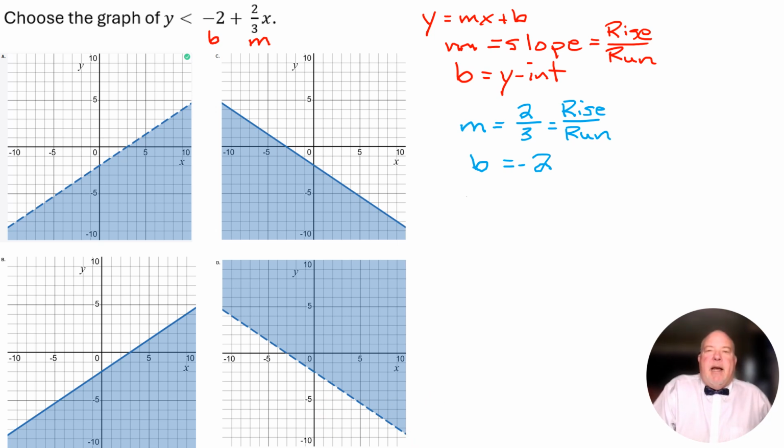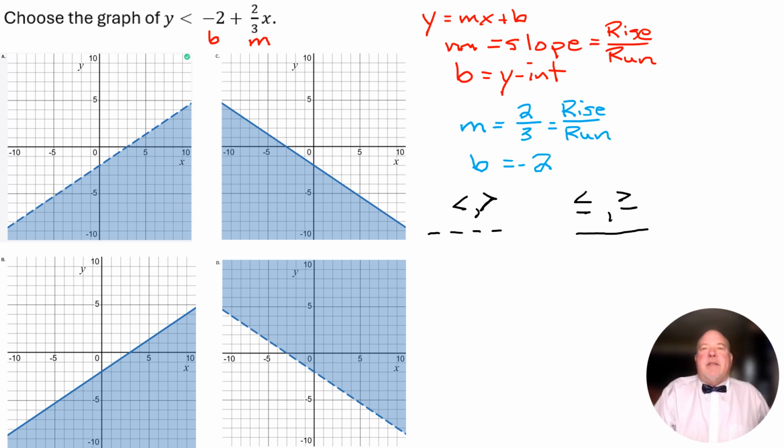If you have less than or greater than, then you use a dashed line. I did that totally backwards before. If you have less than or equal to or greater than or equal to, then you use a solid line. Here we don't have a line under the inequality, so we know this is going to be a dashed line. So right away, we know our answer is either A or D, because those are the two that have dashed lines.